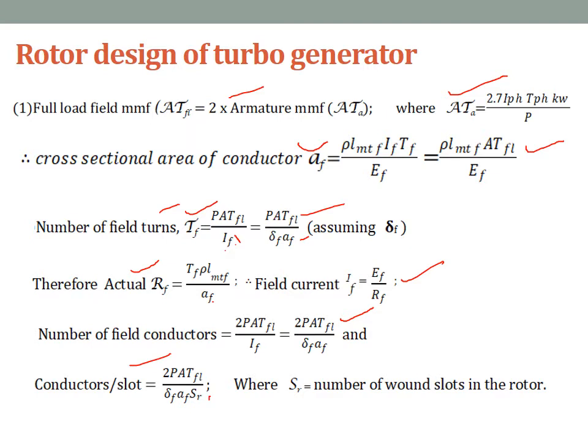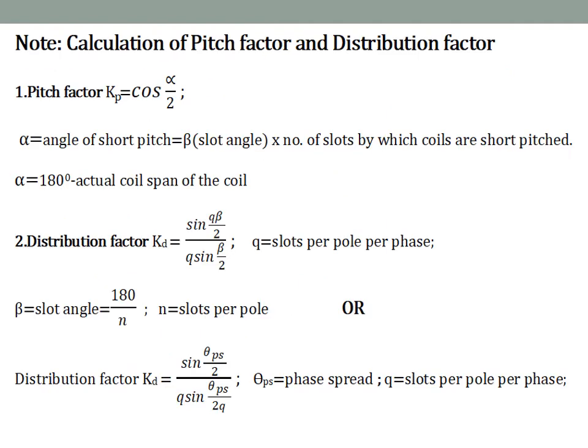Okay, this is how to solve the problems of synchronous machine. Sometimes they will not give the winding factor, so we are supposed to find out the winding factor. Winding factor, that is Kw, is equal to Kp multiplied by Kd. What is that Kp? Pitch factor. This is distribution factor. So how to calculate pitch factor?